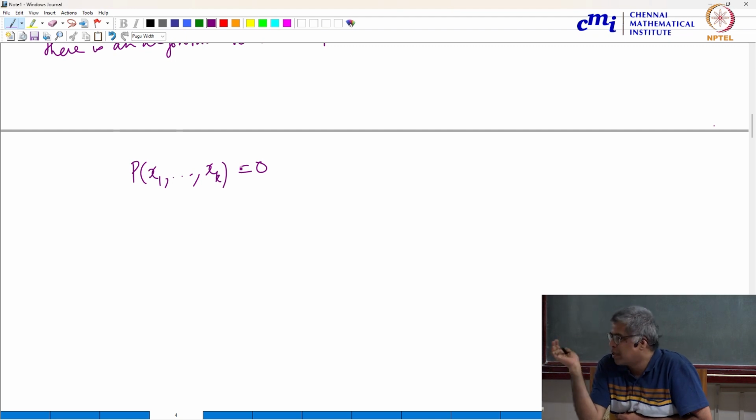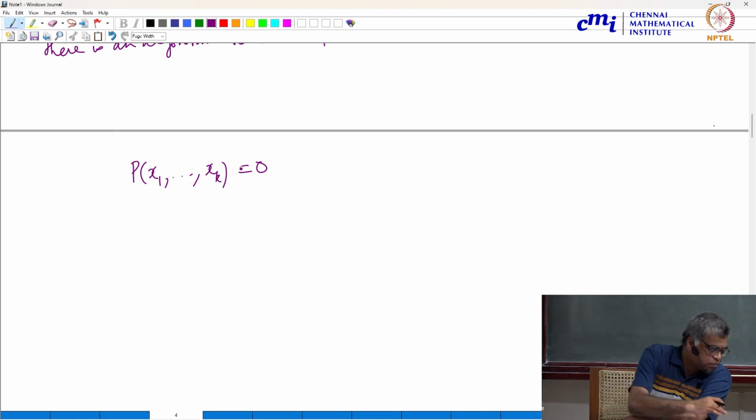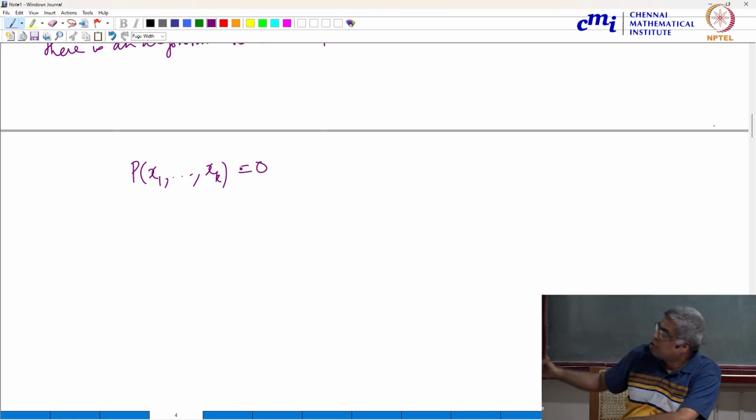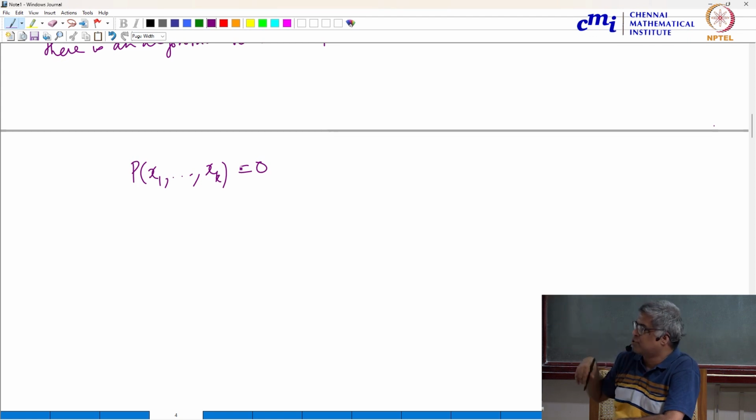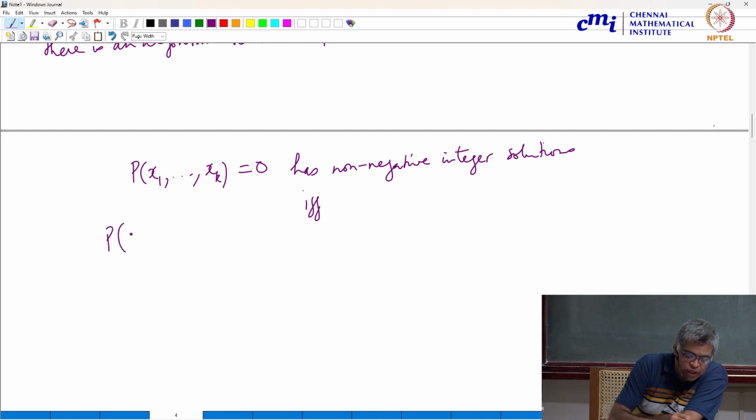I'll show how you can make it into one. Let's say you started with one polynomial and you want to ask whether this has non-negative integer solutions. How do you reduce it to the general problem? This not all of you might know, so let me just reveal it.